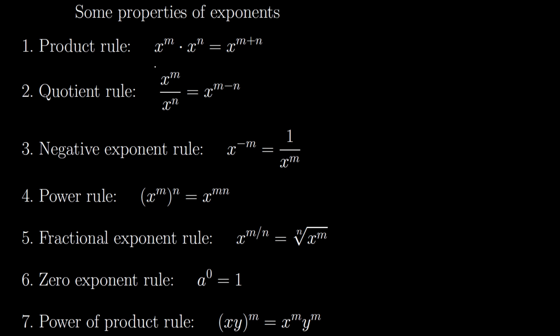Some properties of exponents. Number one, product rule. When we have a product of the same base, x raised to m, x raised to n, then we add the exponents, m plus n. Something like when we multiply x squared and, let's say, x cubed, then this will be just x raised to 2 plus 3, that's 5. This is not equal to x raised to 6. We just add the exponents.